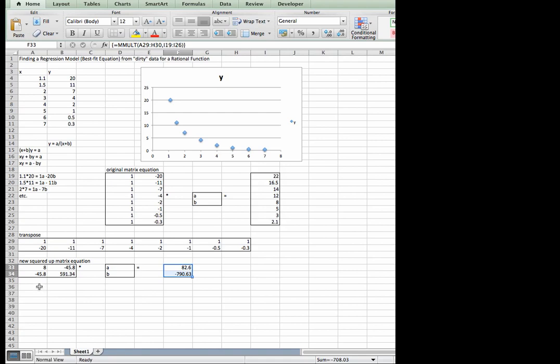But before we can do that, we need to find the inverse of this new squared up coefficient matrix. Since it's 2 by 2, the inverse will also be 2 by 2. Equals minverse, the matrix inverse of this coefficient matrix. So we hit Shift Control Enter. There's the inverse. Okay, this is the key.